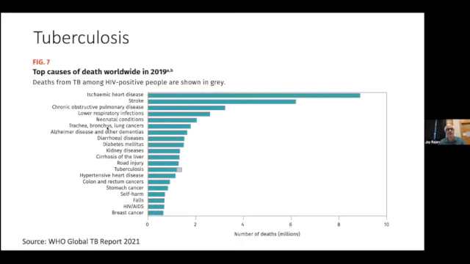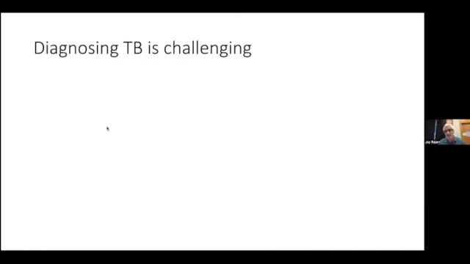It remains not just one of the top causes of infectious mortality worldwide, but really one of the top causes of death, period, which is pretty remarkable for a disease for which we've had treatment that, for garden variety TB, is effective, and we've had it for decades. But as anyone who's worked on TB or taken care of patients with TB knows, diagnosis is really challenging. It can present in many different ways.